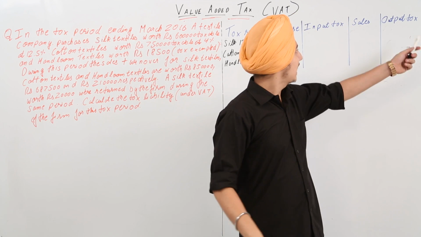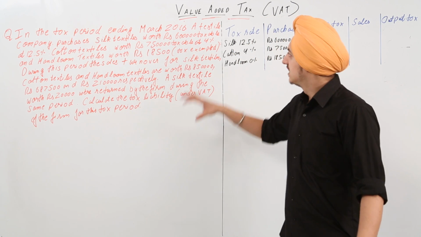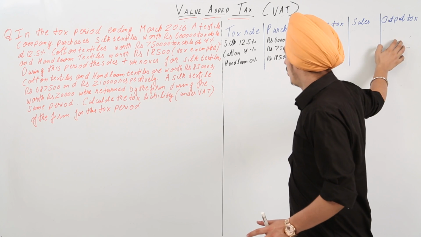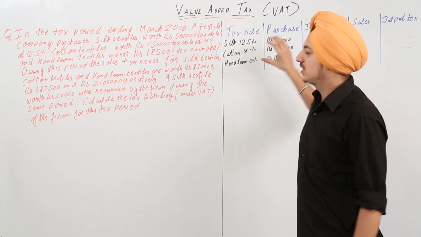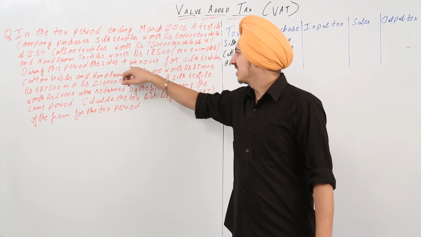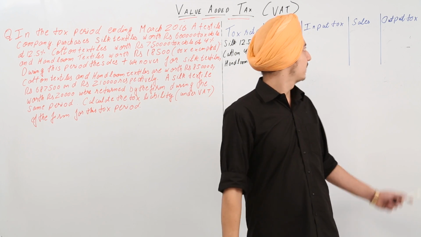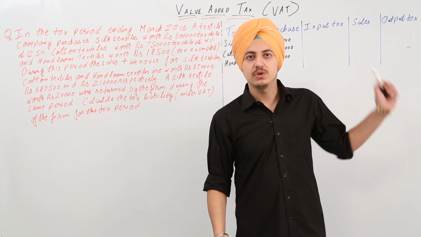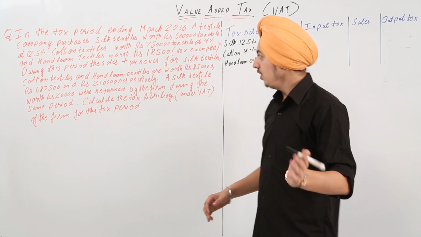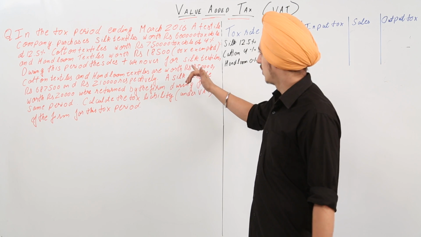Now what is output tax? Output tax is actually the tax collected by the firm on the sale of goods. So output tax is on the sale and input tax is on the purchases. Is that clear? And what is sales turnover? There is another term called sales turnover. It is the total sale that is made by the company. So the output tax is actually calculated on the sales turnover. Now moving on with the question. These terms are very important for you to solve this question.